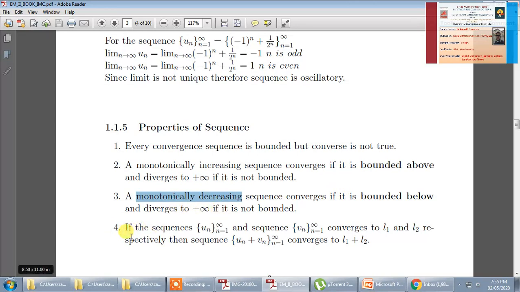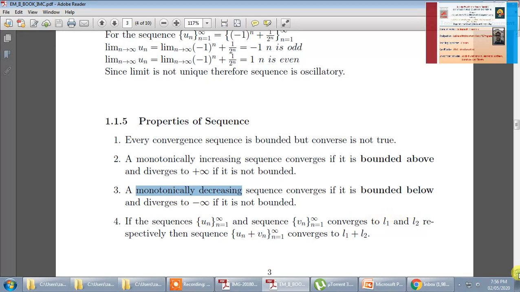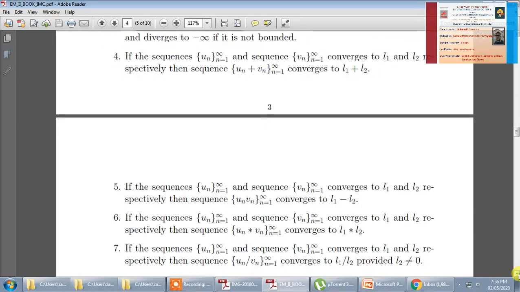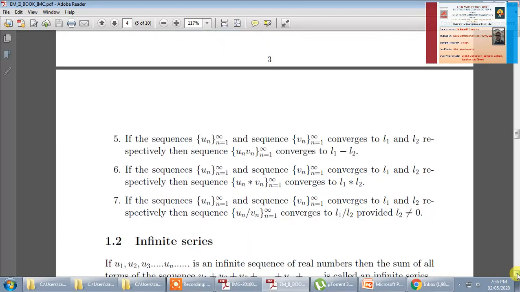The next property is regarding two sequences u_n and v_n, n from 1 to infinity. If the first converges to L1 and the second converges to L2, then the sequence given by the addition of corresponding elements, u_n plus v_n, n from 1 to infinity, converges to L1 plus L2. In a similar way, this holds for u_n minus v_n, u_n into v_n, and also for u_n by v_n, provided L2 is not equal to 0.